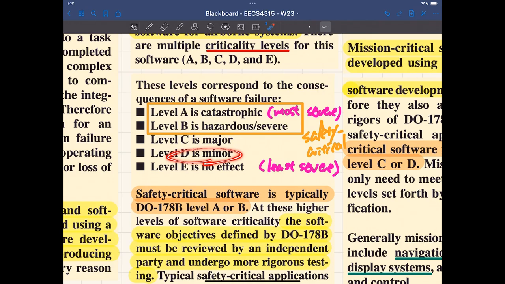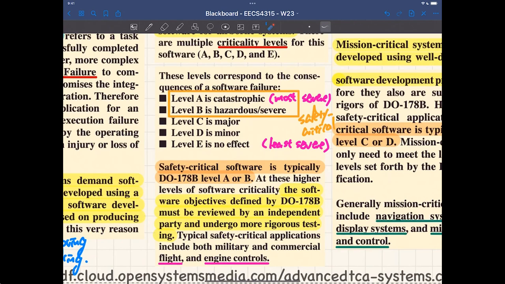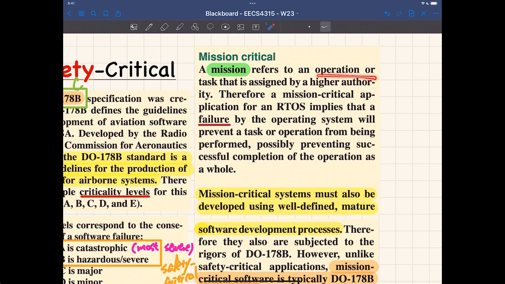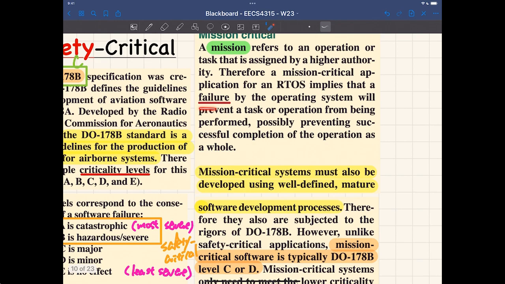Okay, almost done. Let's get a little bit further. They just give you a little bit more examples. Flight will be safety critical. Engine controls, maybe for the car, for some vehicles or other things. What about mission critical? The mission is just an operation assigned by some higher authority, by definition. And the failure of that is not necessarily life-threatening. It just means it might impact something else because the mission cannot be completed.